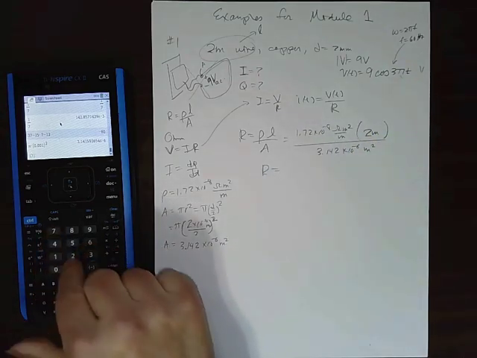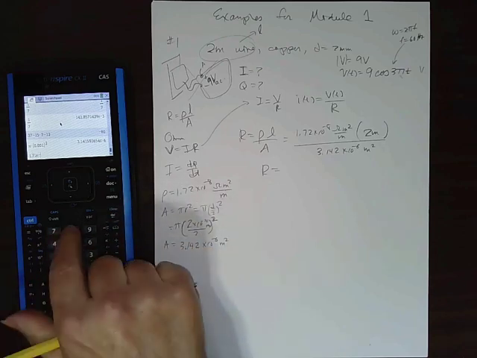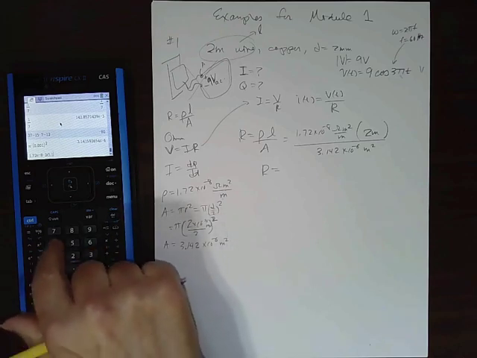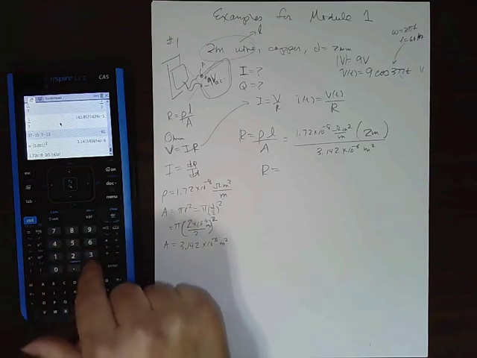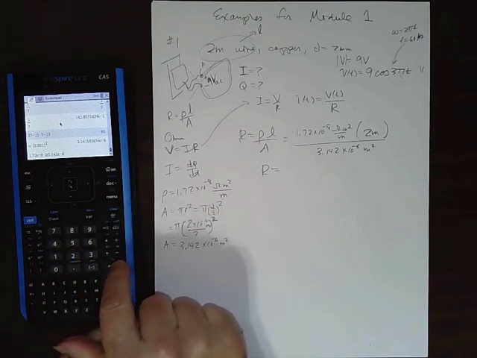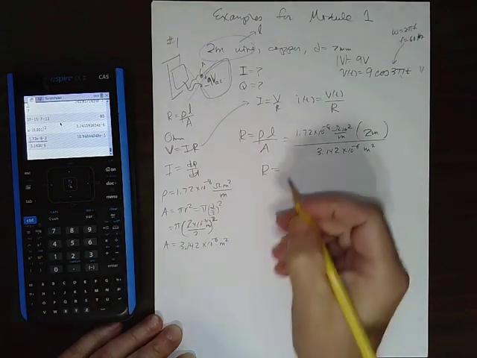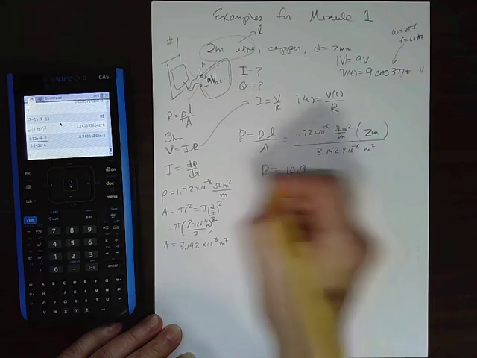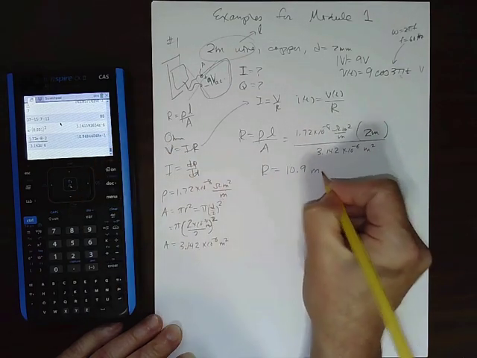So 1.72 E negative 8 times 2 divided by 3.142 E negative 6. Okay, so we get, we'll just call it 10.9 E negative 3, so milliohms.